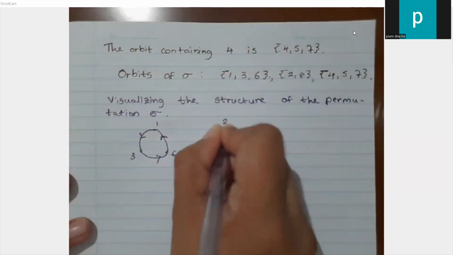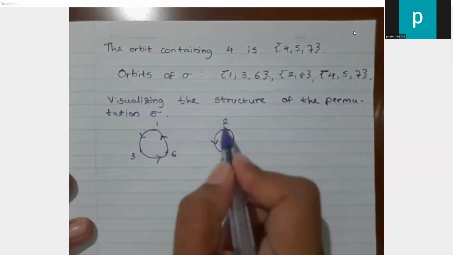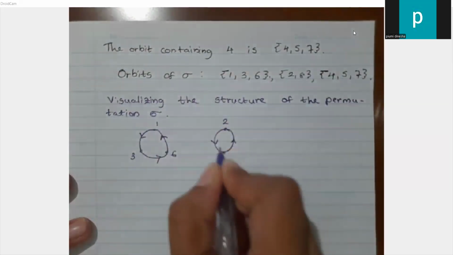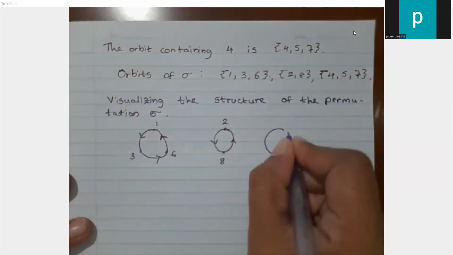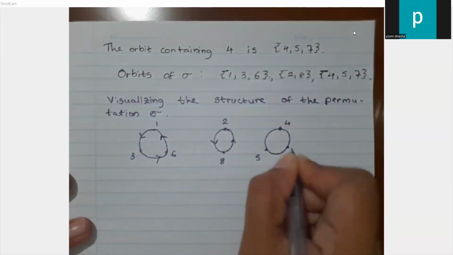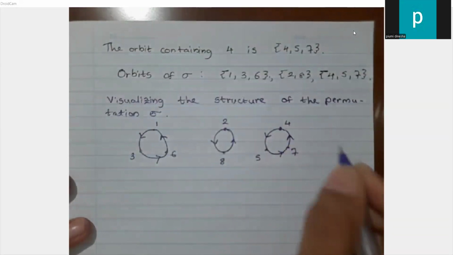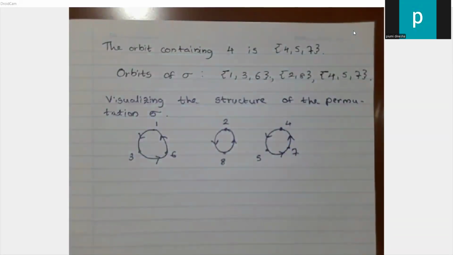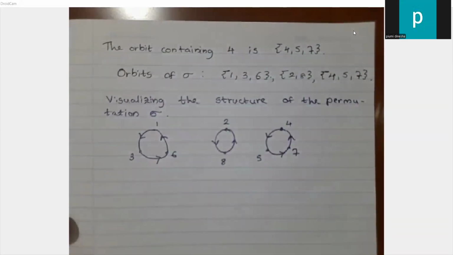And you go to the second orbit containing these two elements. You have on one end 2, on the other end 8. 2 through sigma will be sent to 8. 8 through sigma will be sent back to 2. Then we have this last orbit containing 4, 5, 7. 4 will be sent to 5 through sigma, 5 to 7, and 7 to 4. So this is one way to visualize the structure of the permutation sigma through these orbits. This is one orbit, this is the other, and the other one.